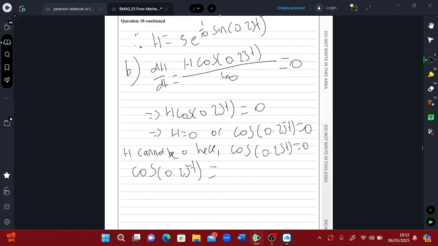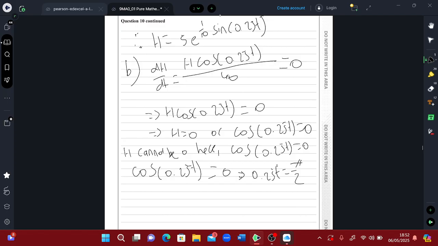You can immediately spot that this has to be 0. And therefore you probably can also spot 0.25t. But I'm just breaking it down here. For this to happen, 0.25t has to be arc cos of 0. But you probably can spot that immediately by going, this has to be pi over 2.